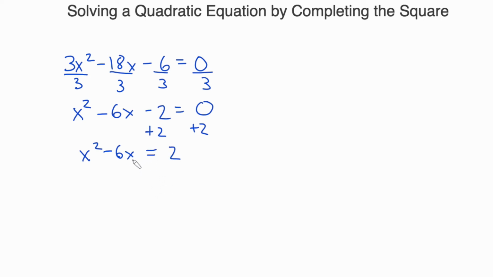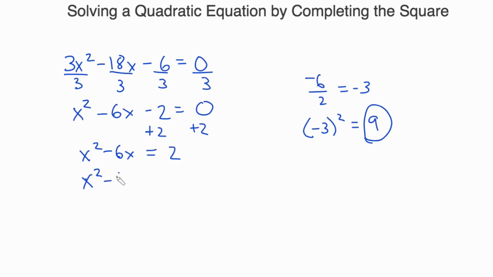Our third step is the part where we really have to memorize this, is we take the negative 6 and we divide it by 2, so we get negative 3, and then we square that. So negative 3 squared is 9. So 9 is the number we're going to be using to complete this square. So we'll add 9 to both sides of the equation. X squared minus 6x plus 9 equals 2 plus 9. So we can do that because we're doing it to both sides of the equation.